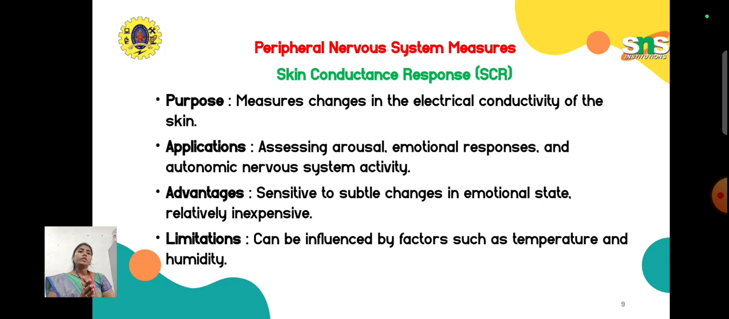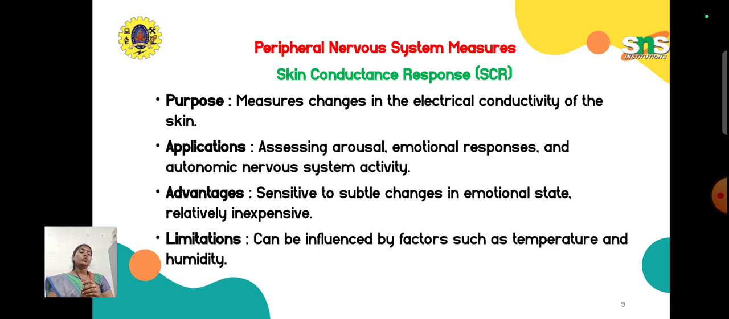The applications of skin conductance response include assessing different kinds of arousal states, that is, hyperactivity of a particular person, and we can measure emotional response and autonomic nervous system activity too. The advantage is that we have very high sensitivity to even minute changes in the emotional state by means of this SCR technique.